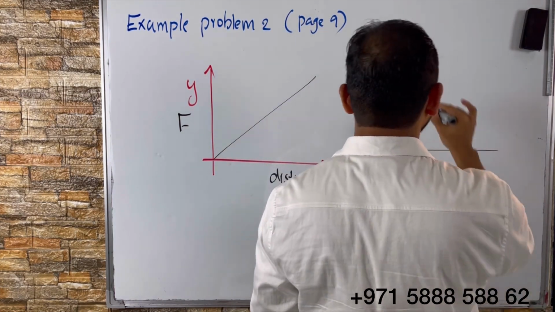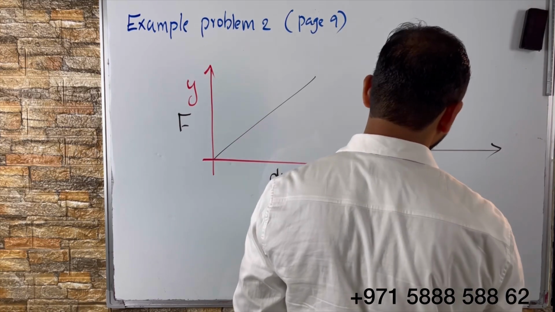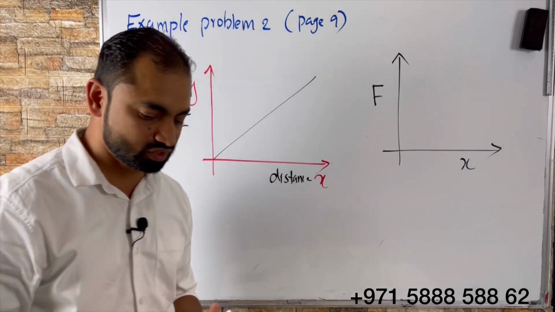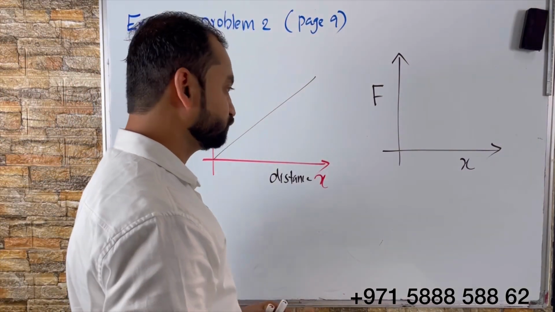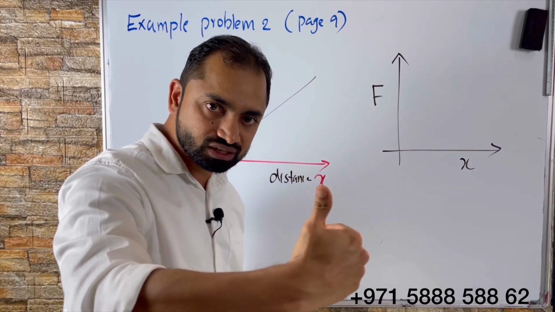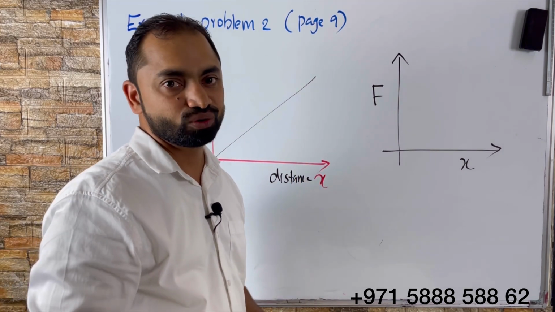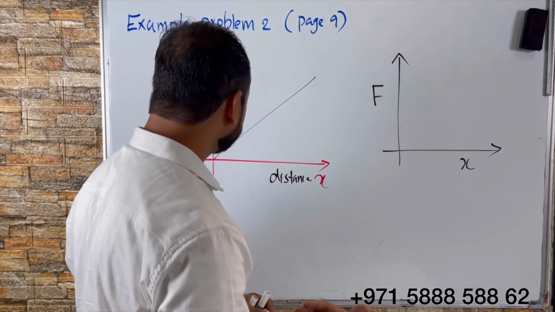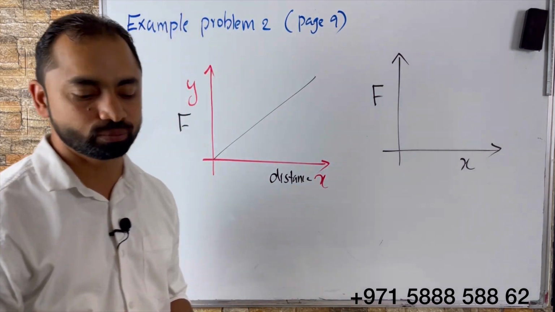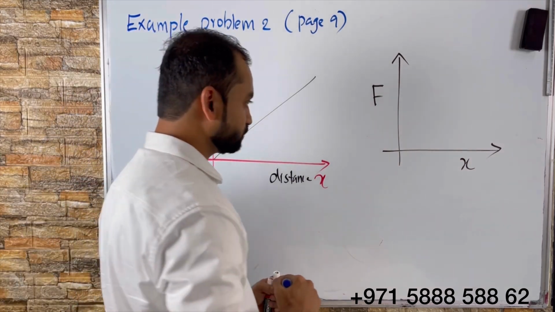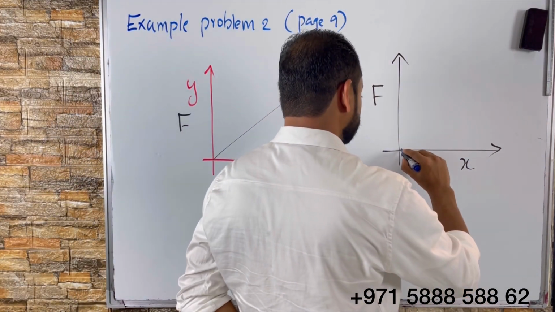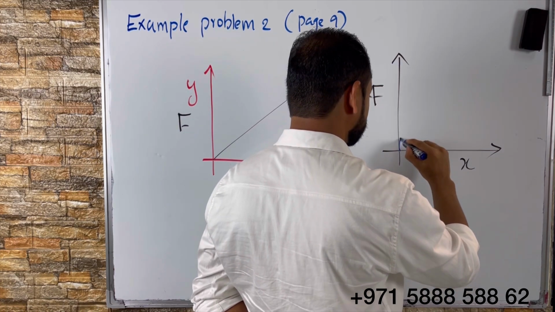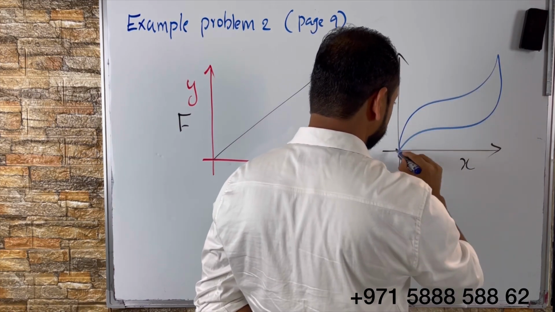So if any material obeys Hooke's law, and you plot a graph of force against distance, the graph will be a straight line. If we plot a graph of force against the increase in length of a spring or any material, the graph will be a straight line if the material obeys Hooke's law. But in the case of a rubber band, if you plot a graph of the force against the extension, the graph will be like this.